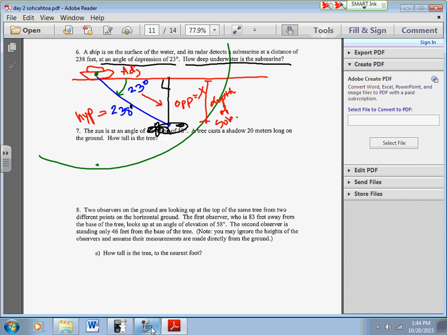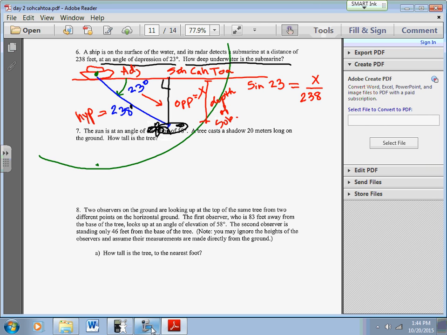Alright, so which one of those three is going to be the one we need? Sine? Okay. Sine has opposite and hypotenuse. Opposite and hypotenuse are the two sides that we have. We already have the angle. So we're going to use sine of 23. Remember, the angle always goes with that, where the theta would be. Sine of 23 is equal to opposite over hypotenuse, which is x over 238.